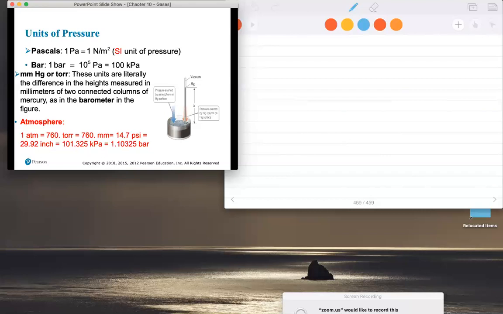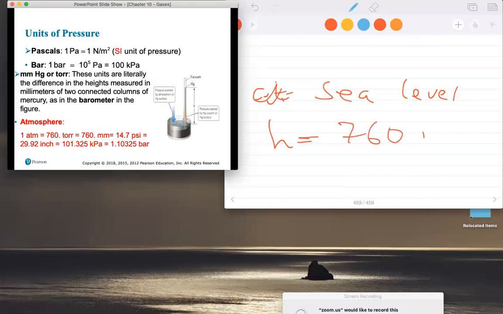At sea level, look at my whiteboard, H on the diagram equals 760. In case you have been wondering where the 760 you have been using in pressure conversion came from, it is coming from here. The distance from the surface to the meniscus is 760 millimeters, and you see millimeter mercury here. It has to do with the liquid mercury in the barometer.